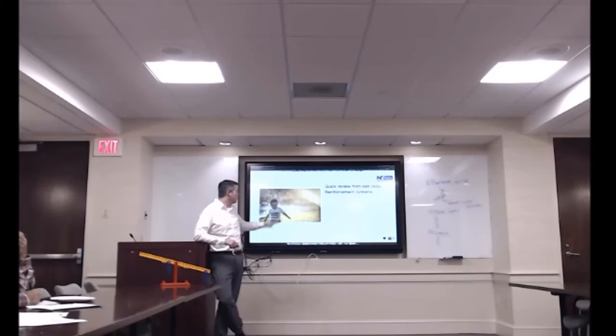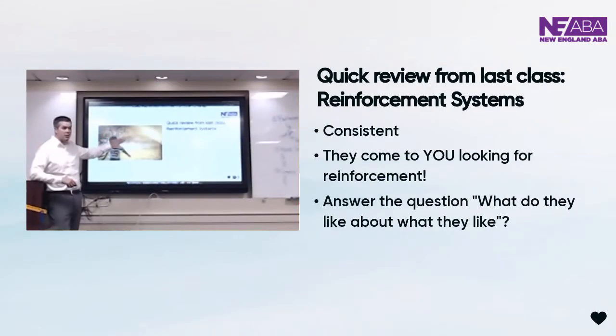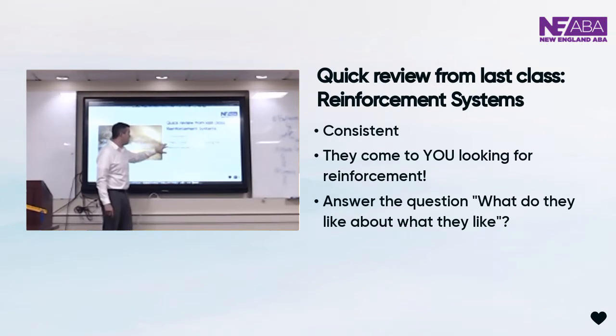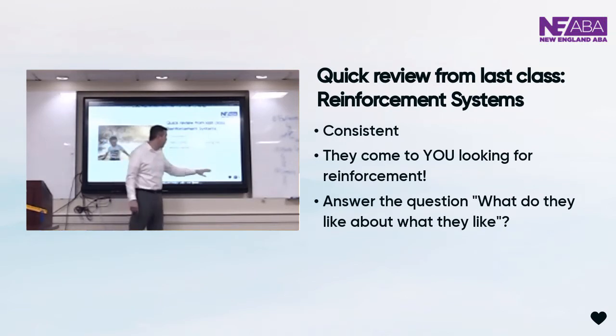So I did want to do a quick review from the last class. Last class we talked about setting up a reward system, a reinforcement system in your home. A couple key things that we talked about: we talked about making sure that it was consistent. We talked about them coming to you for reinforcement. And I was kind of talking about that a little bit here.